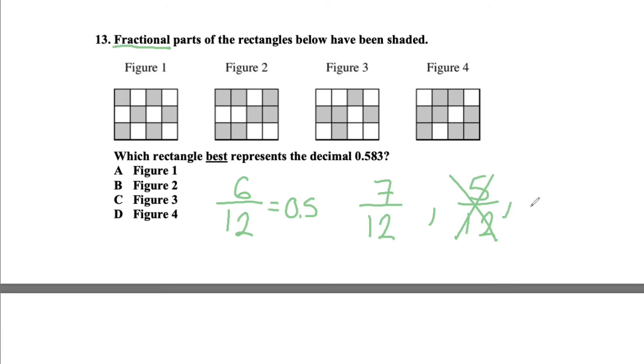And then figure 4 is going to be 1, 2, 3, 4, 5, 6, 7, 8 out of 12, which is equivalent to 2 out of 3, so 0.66, which is not 0.583. So the answer here is going to be 7 over 12, or figure 2, which is answer choice B.